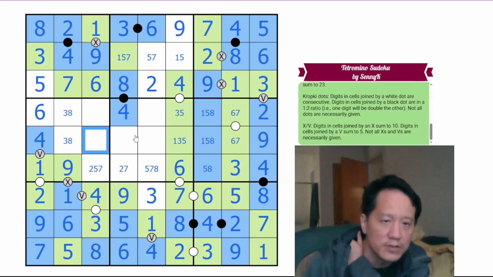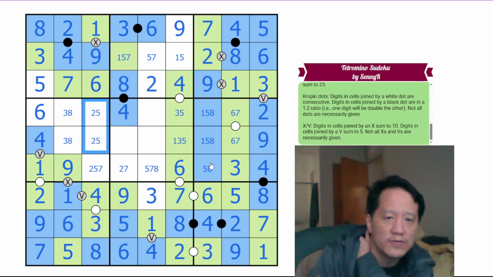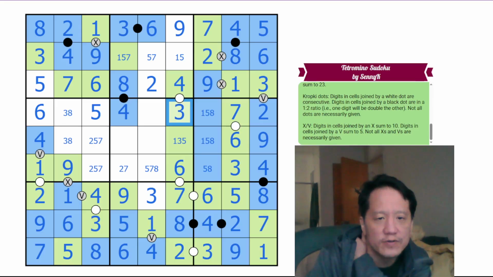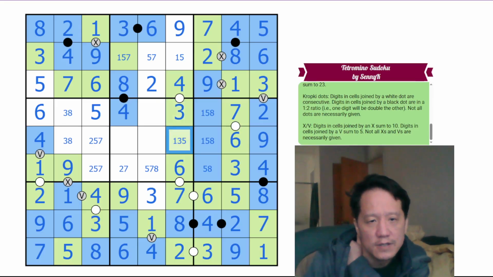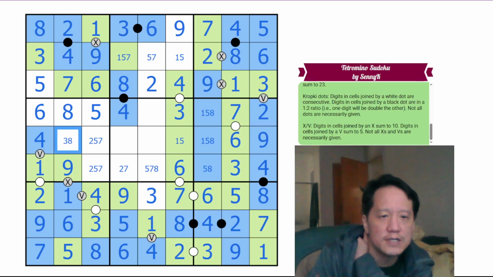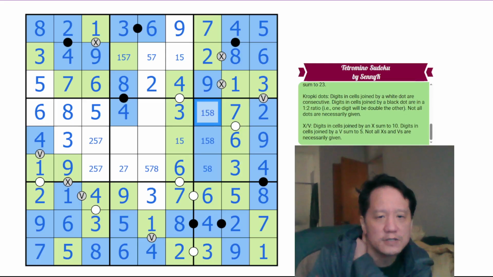Remaining digits in column 3 are 2, 5, and 7. This can't be 2 because of 2 in the row. This 6 eliminates 6 here, so this is 7, which makes this 6. 7 eliminates 7 here, so it's 5, which eliminates 5 here, so it's 3. No 3 here. 3 eliminates 3 here, so that's an 8. That's 3. This can't be 5 or 8. It's 1.